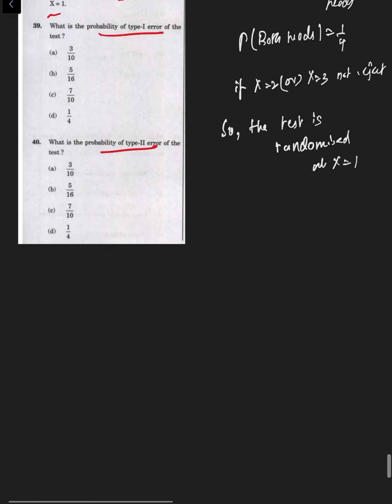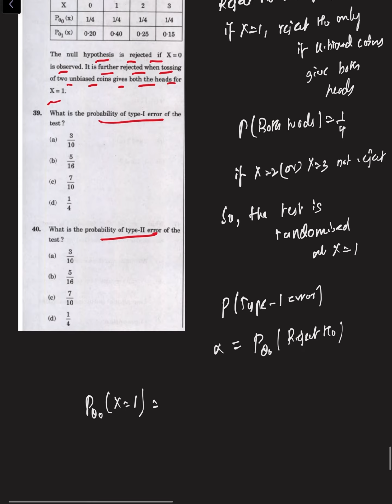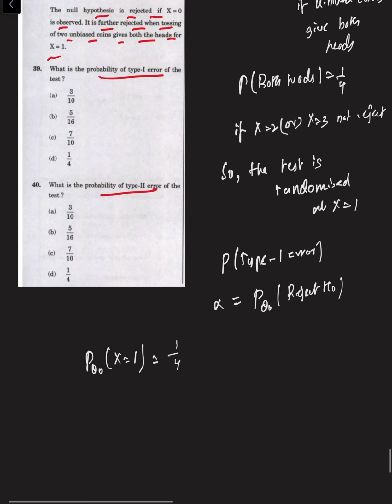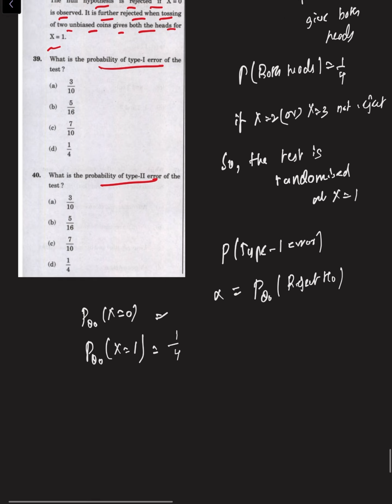So by definition, the probability of type 1 error, that is nothing but alpha, which is the probability under theta naught of rejecting H naught. So the contribution from x equals 0, probability under theta naught of x equals 0, that is nothing but 1 by 4, given in the table.